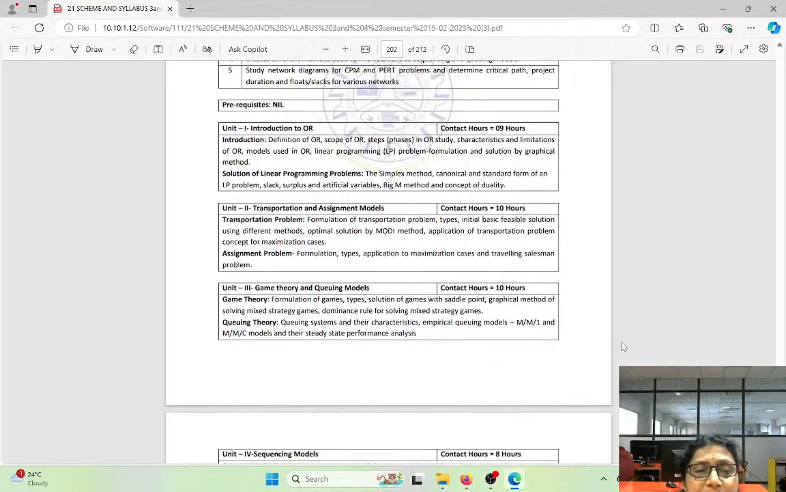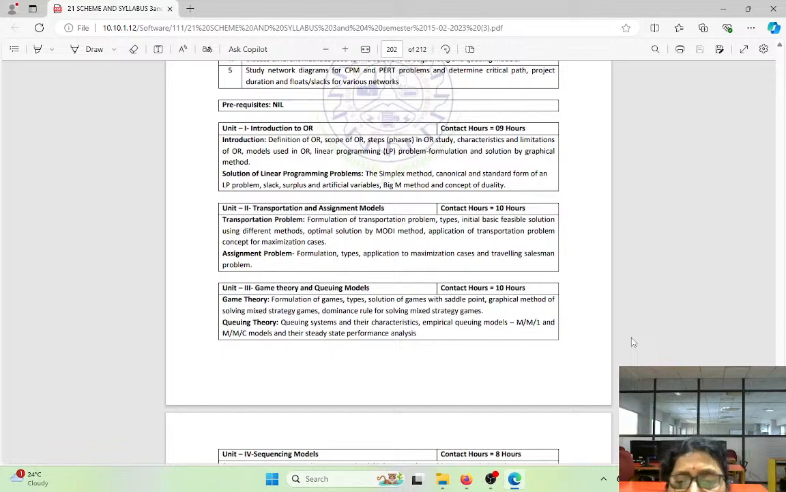Then comes the third one, game theory and queuing model. In terms of application, these two topics or concepts are very, very important. In game theory you are going to learn again the formulation of games and types of solutions of the games. One of them is the saddle point solution, or the graphical method is also there, or mixed strategy you will have to use to get the optimum solution for the problem, and you can use the dominance rule for solving mixed strategy problems. And then comes queuing theory.